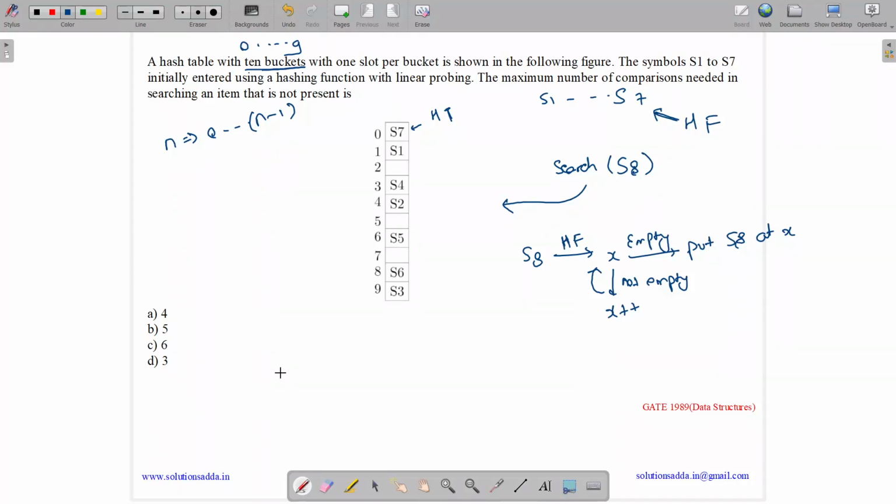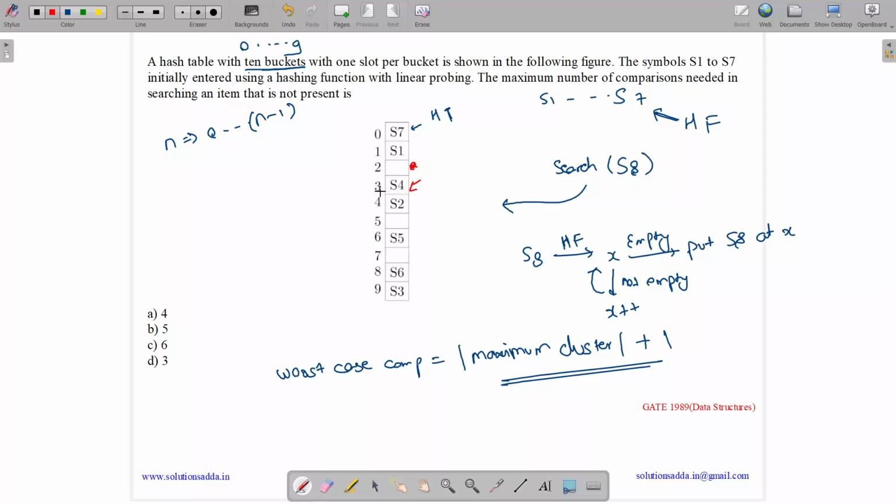In these questions, the worst case comparison has a formula. Worst case comparison is equal to the cardinality, or the size, of the maximum cluster, plus 1. I will tell you how this comes. Let us suppose we want to put an item over here. If we want to put at 2, it will come at 2. So we have to find the maximum cluster so that we can do maximum comparison.